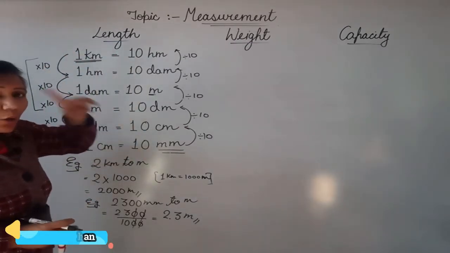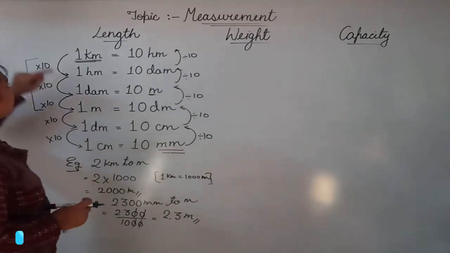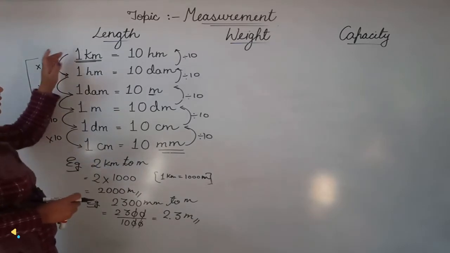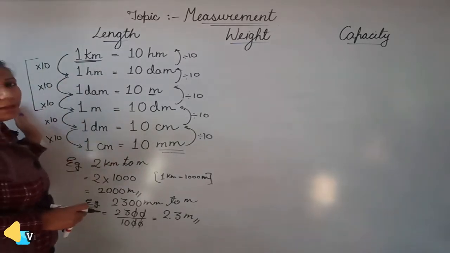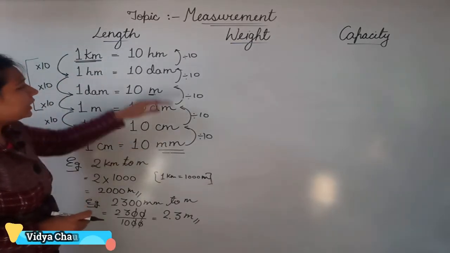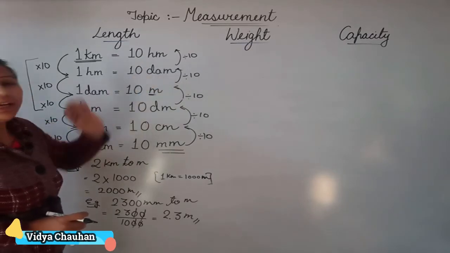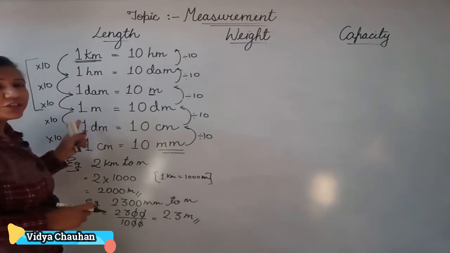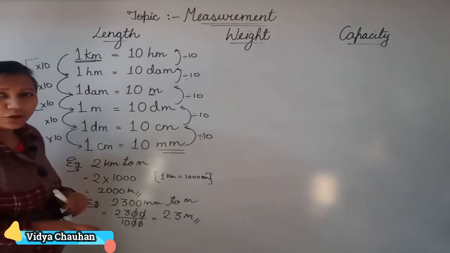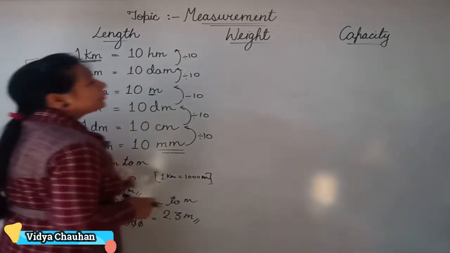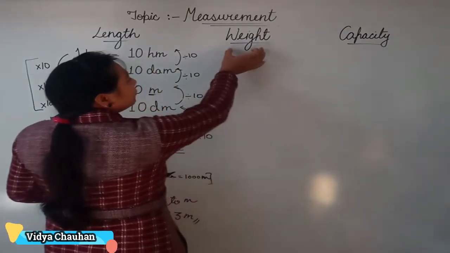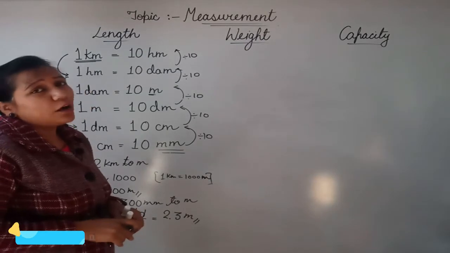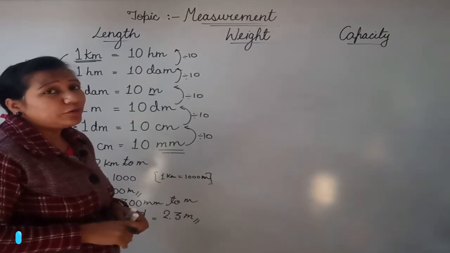The only thing you have to remember is that when you are converting a higher unit to a smaller unit, that means bigger unit to smaller unit, multiply, and smaller unit to bigger unit, then divide. I hope this concept of conversion in terms of length is clear to all of you. Let's move to the next part, the table of conversion related to weight.